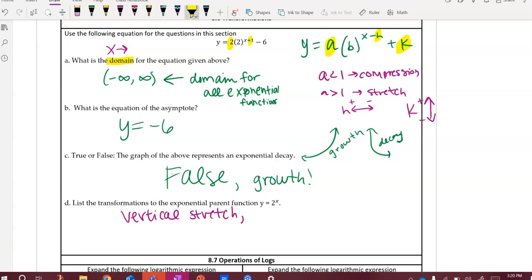Next, we have plus 1 as our H value. So we know H is moving left 1. Lastly, we have K, which is -6, so we're going down 6.